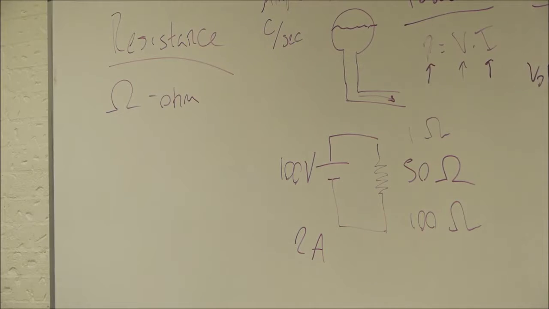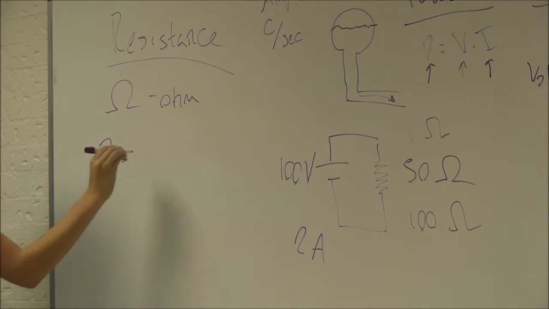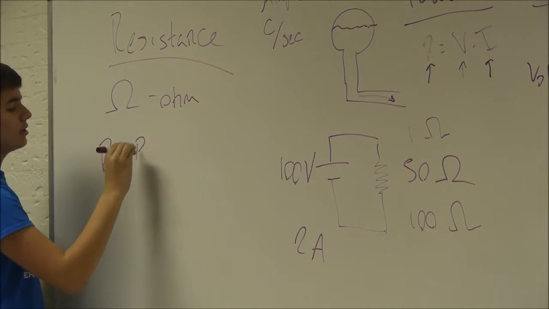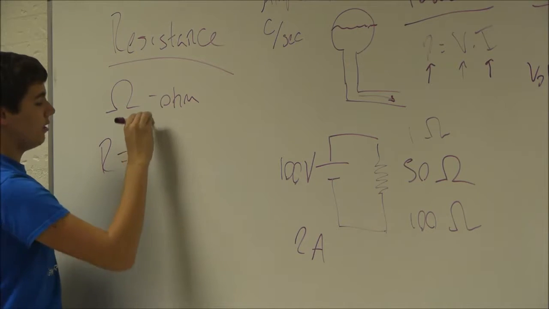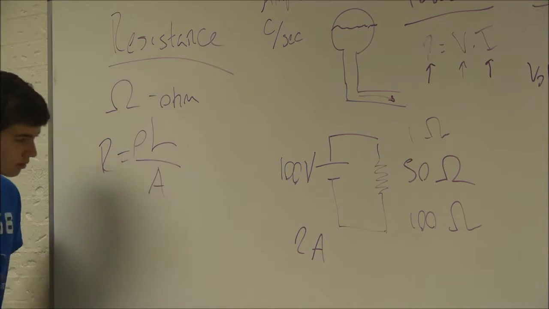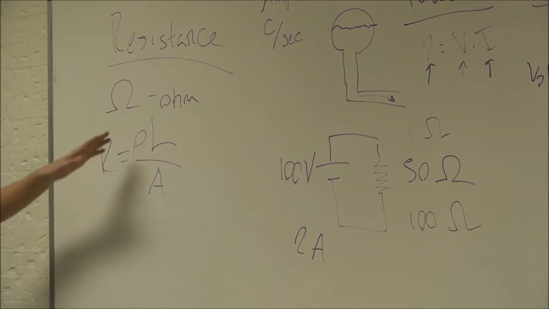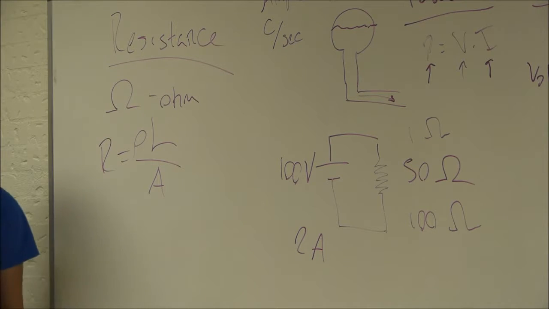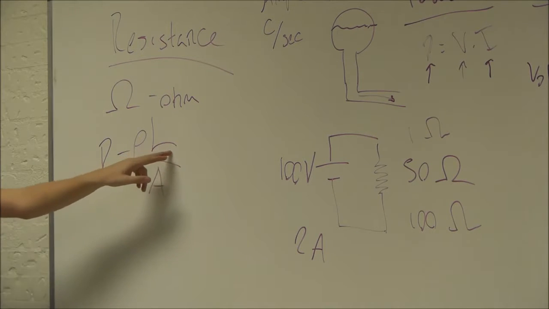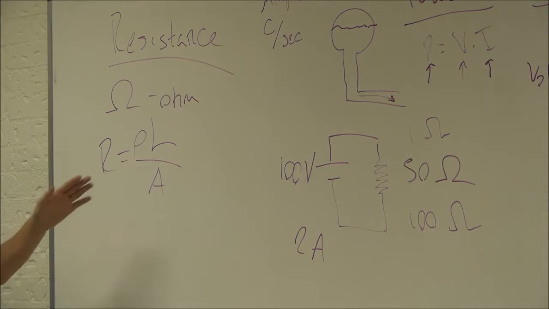So how can I design a material to transmit electricity? What do I have to think about when I'm designing a wire for production? Well, there's a formula. So resistance equals resistivity, which is a value based on the chemical properties of the material, times the length of the material divided by the area.